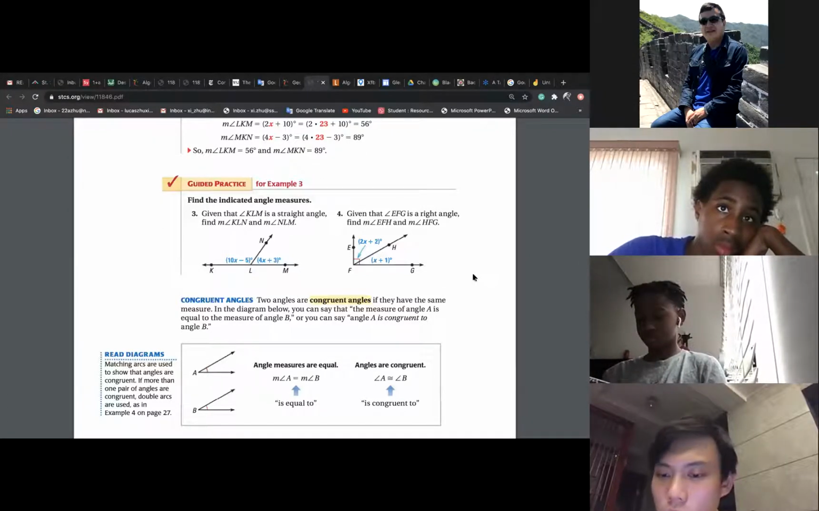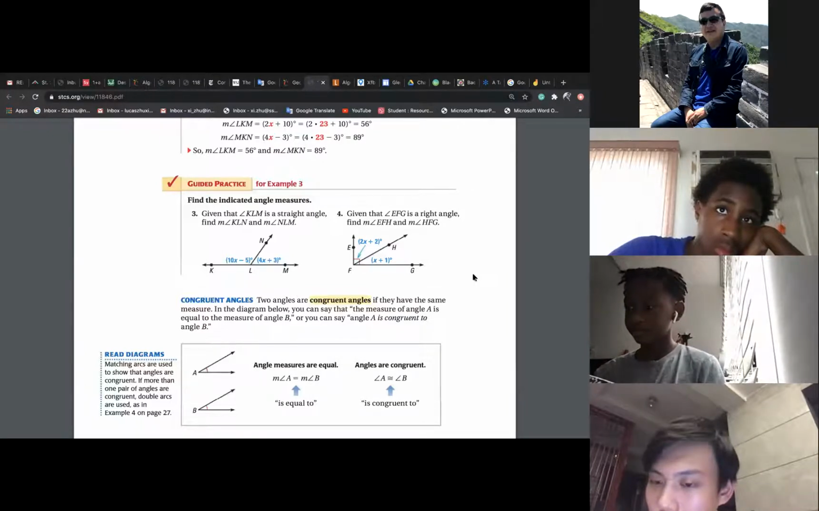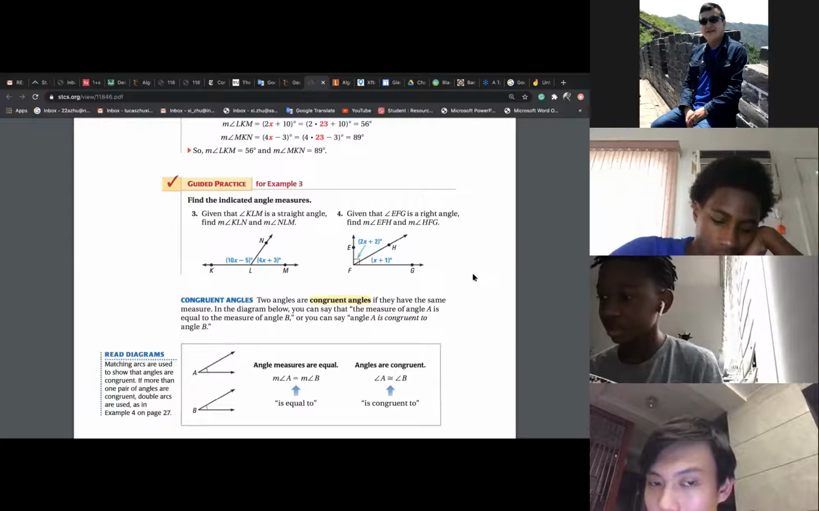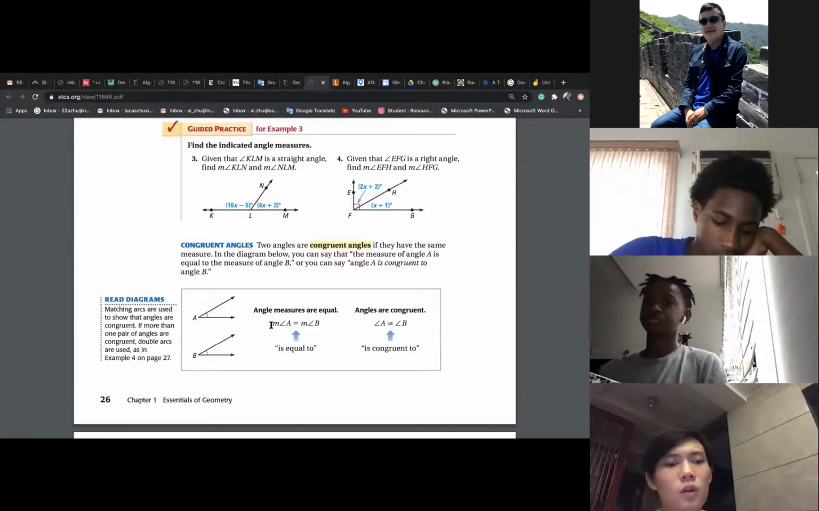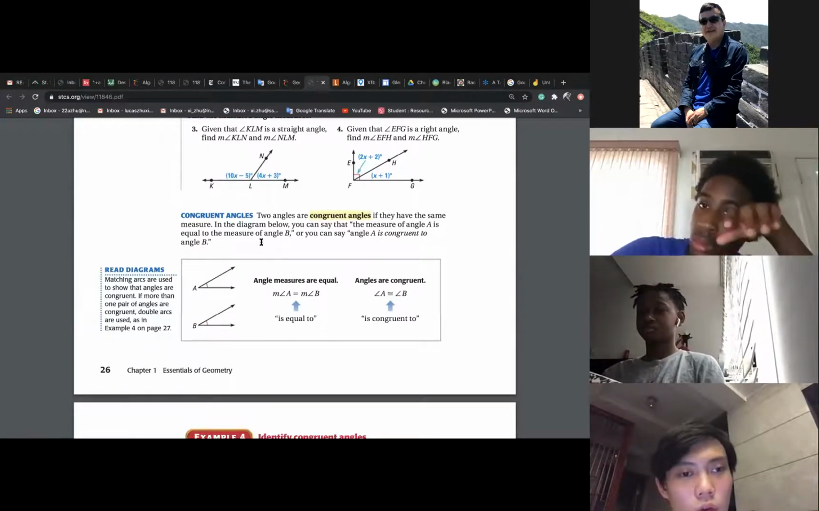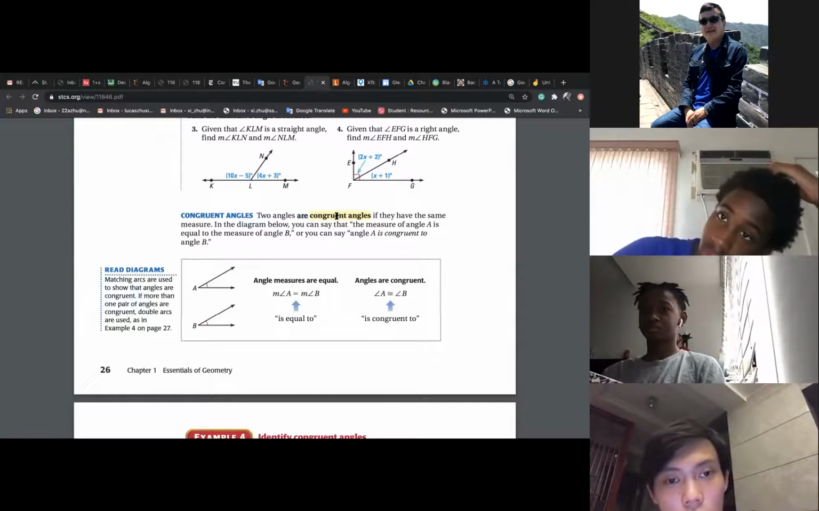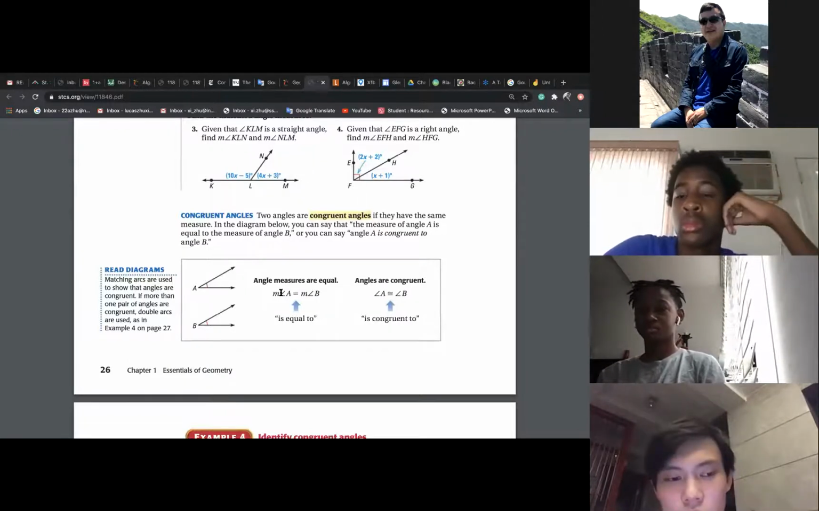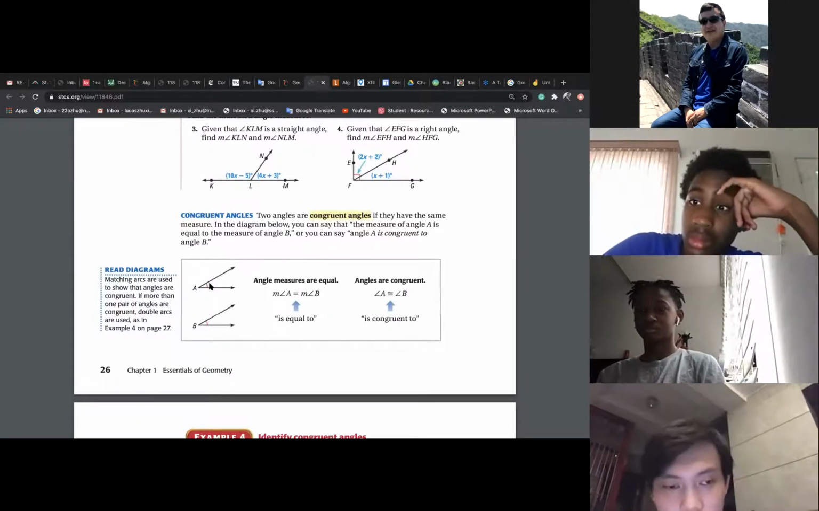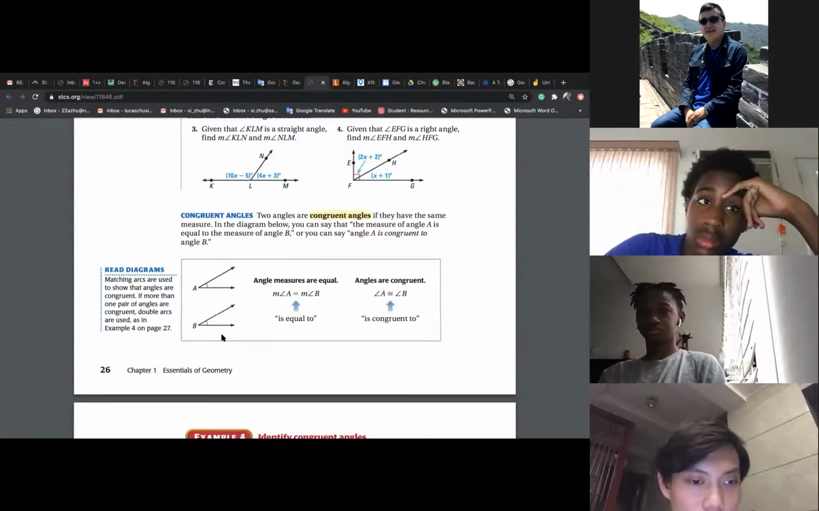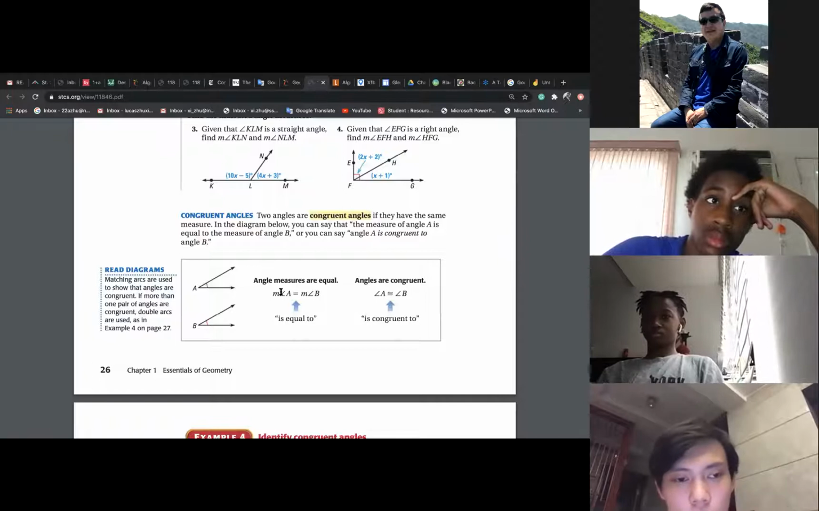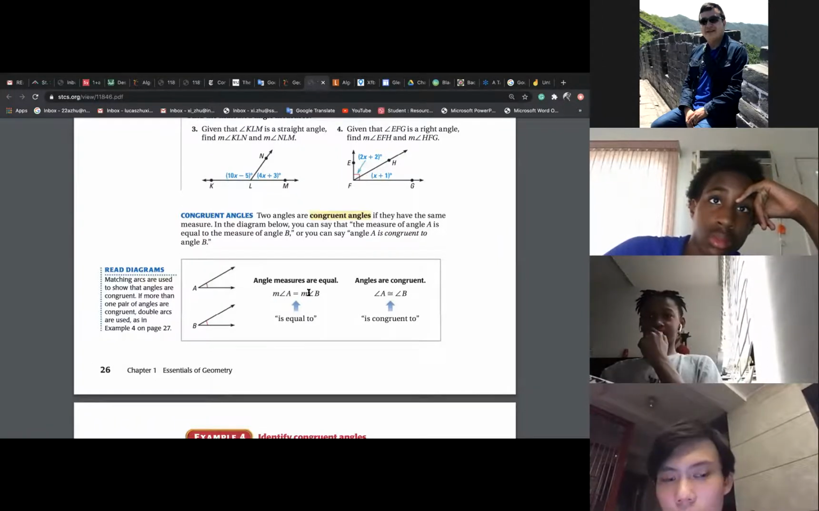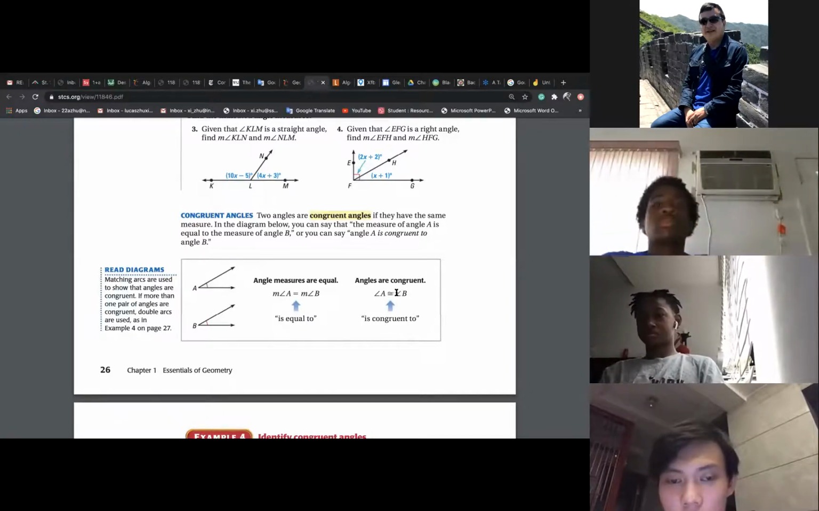What do you get? EFH is equal to 60 and HFG is equal to 30. Yep, that's correct. So here, congruent angles. Two angles are congruent if they have the same measure. So you can say that the measure of angle A and the measure of angle B are equal, or angle A is congruent to angle B.